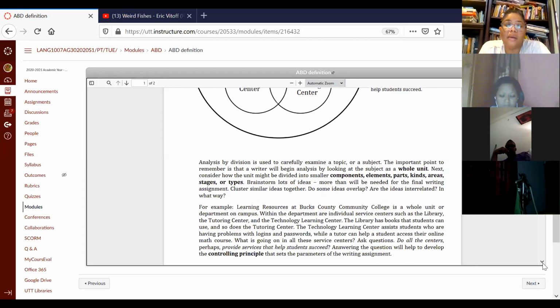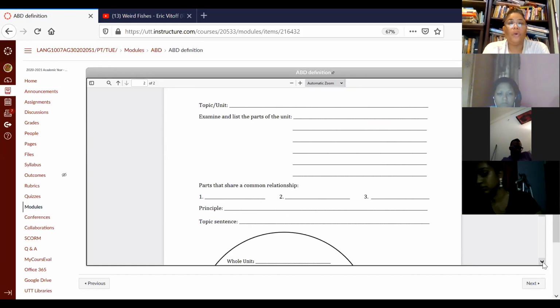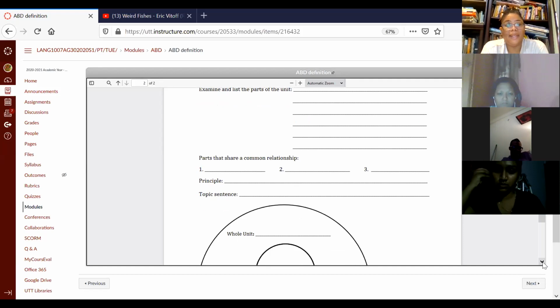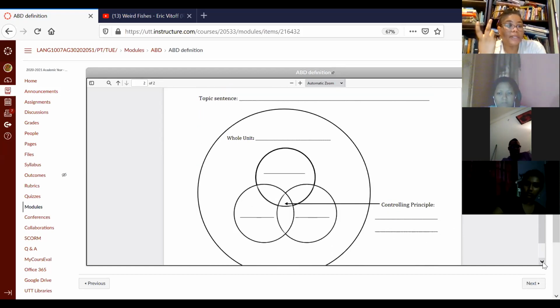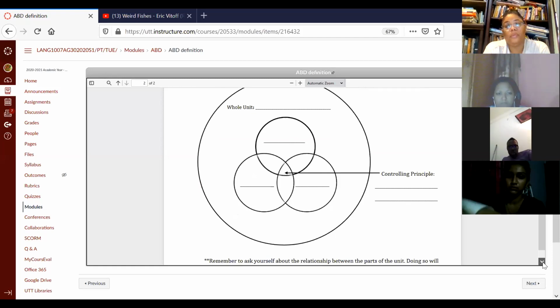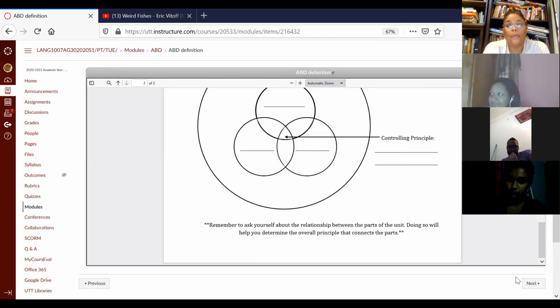Some of the language you would see: components, elements, parts, kinds, areas, stages, or types. Anything that indicates a smaller subsection or division of a larger organization, entity, idea, etc., right? And when you are planning your ABD, this is a handy guide to help you brainstorm your topic and find out how you will approach it. So this is something you can look at when it's time to do your assignment.